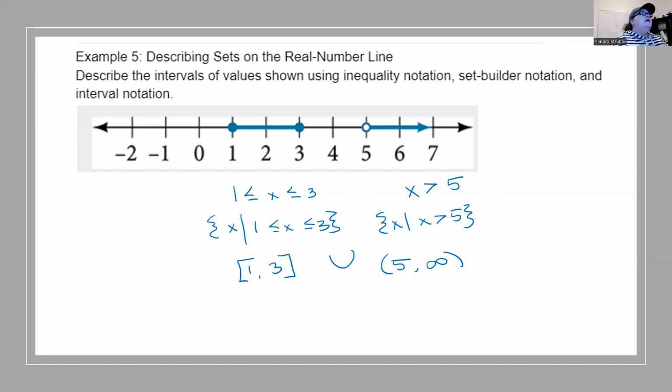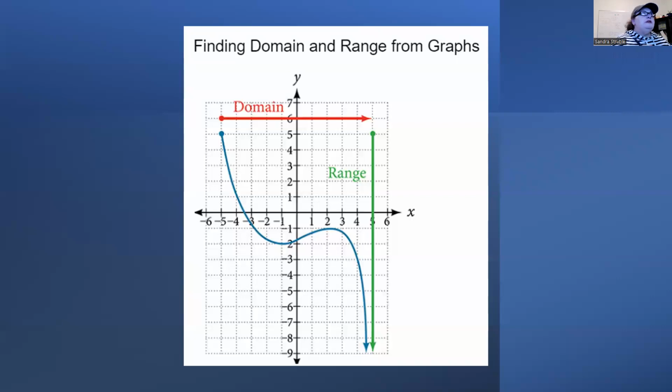Okay. Finding domain and range of graphs. So I received an email today from a student who thought she was looking for the domain, but they were asking for the range. So domain is always read from left to right, from smallest to largest.